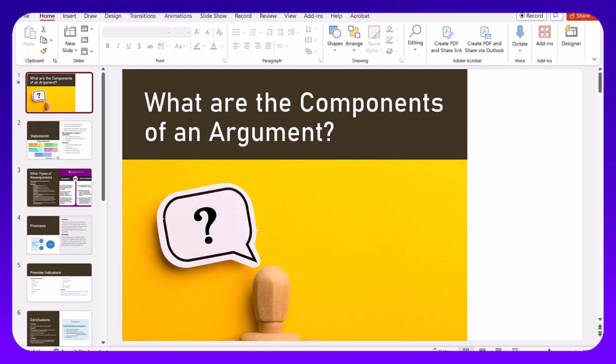Hello everyone. Today we are looking at what the components of an argument are. Kind of the basics of what makes an argument and what is not an argument. So that is our topic for today. What we're going to start off with is assessing what is not an argument, so then we can get into the components of an argument.